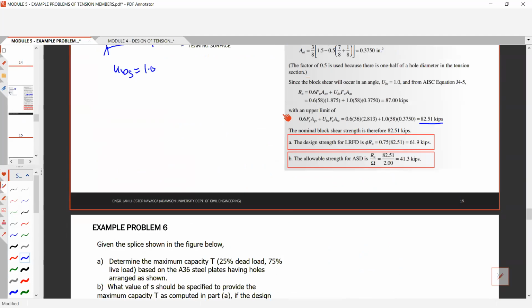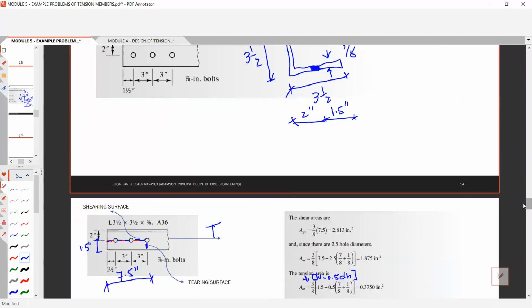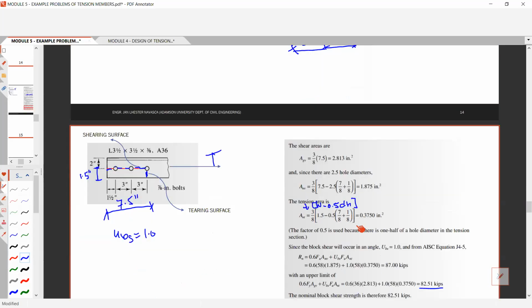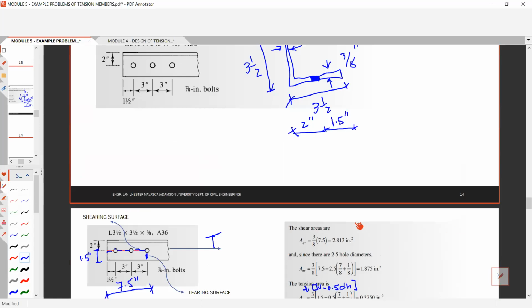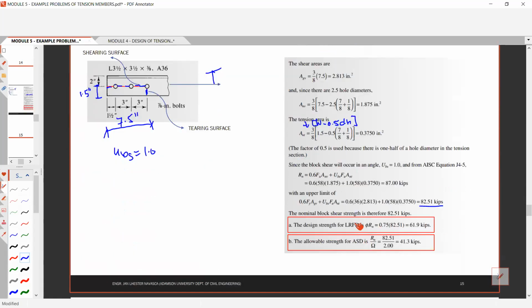Okay, again, in example problems 1, 2, and 3, we are not considering block shear limit states. But to answer your question, yes, it also happens for 2 layers.